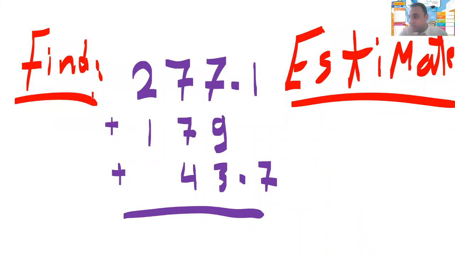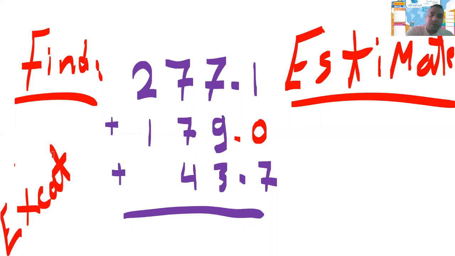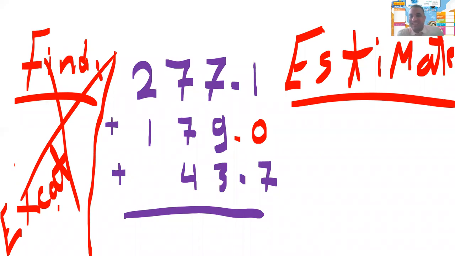So listen, everybody in the session. When I ask you to find the result of adding the three numbers, you are going to do long steps, putting zero here for the decimal, seven plus one, carry one, and so on. Why? Because find means to get the exact result. But we are not going to work as exact result today, because estimation is not asking for the exact result.